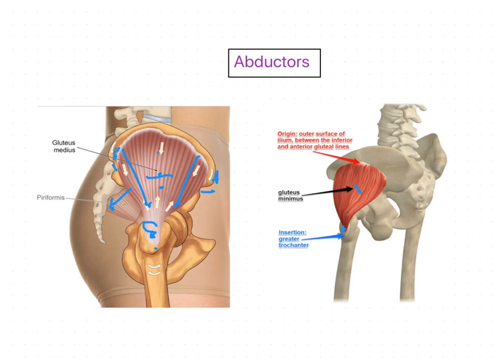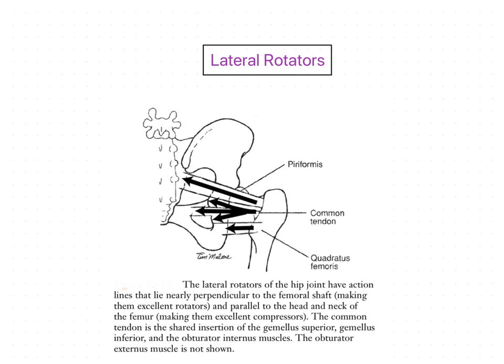Now we will move on to the rotators. Here we will find the major functions seen by the lateral rotators. There are no specific or primary muscles for medial rotators. For lateral rotation, six short muscles have lateral rotation as a primary function. These muscles are the obturator internus and externus, the gemellus superior and inferior, the quadratus femoris and the piriformis.